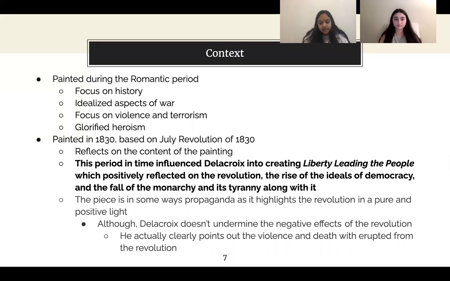So this period in time influenced Delacroix into creating Liberty Leading the People, which positively reflected on the revolution, the rise of the ideals of democracy, and the fall of the monarchy and its tyranny along with it. This piece in some ways is propaganda as it highlights the revolution in a pure and positive light. Although Delacroix doesn't undermine the negative effects of the revolution, he clearly points out the violence and death which erupted from the revolution.